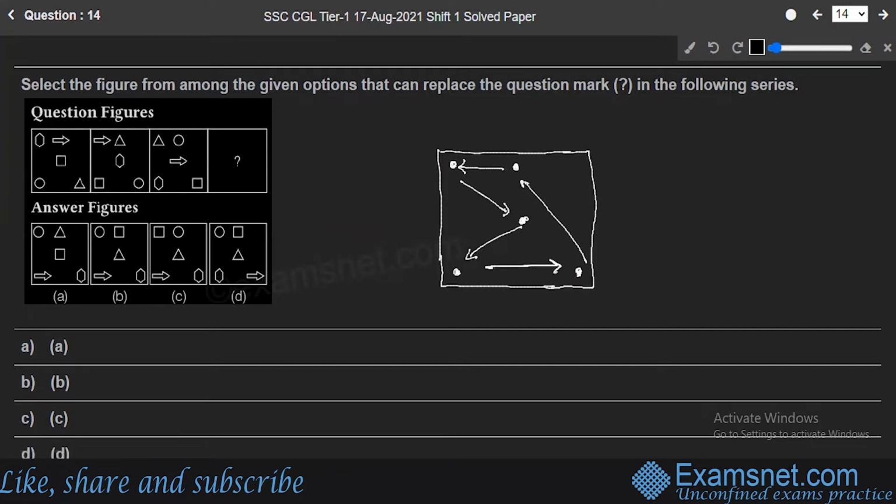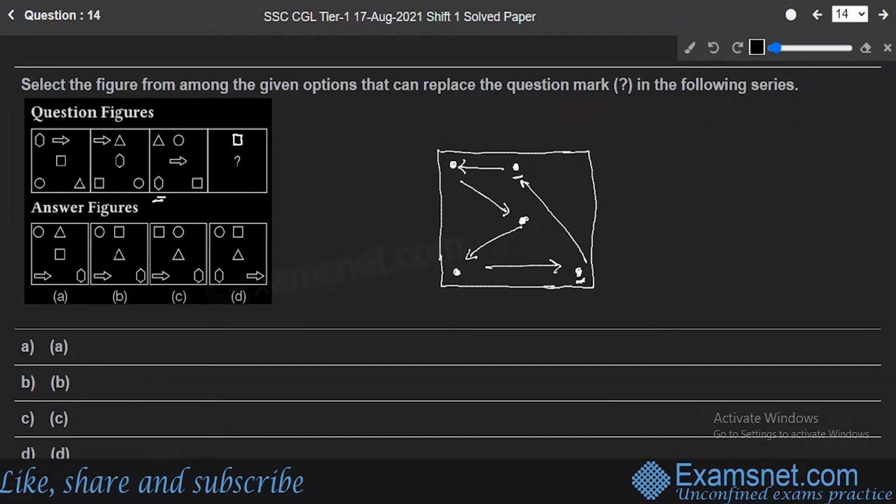The cycle is this one only, you have to see. So now what will come in the next position? If I'm looking at this square thing, where will the square be? It will come at this position. Sorry, not here. This square will move from here to this position, so the square will come over here in this position. And then let's move to the next figure.